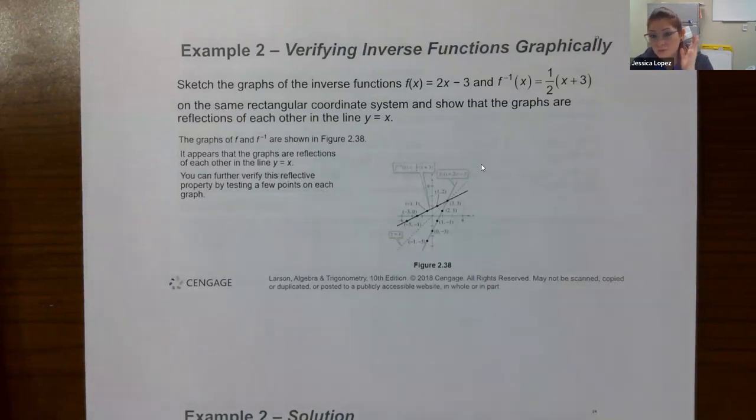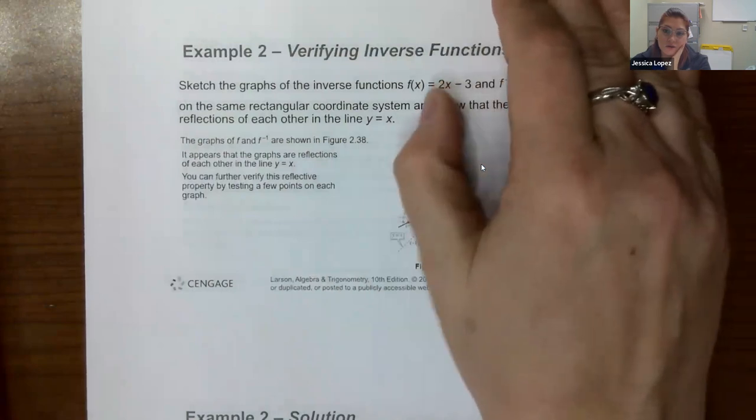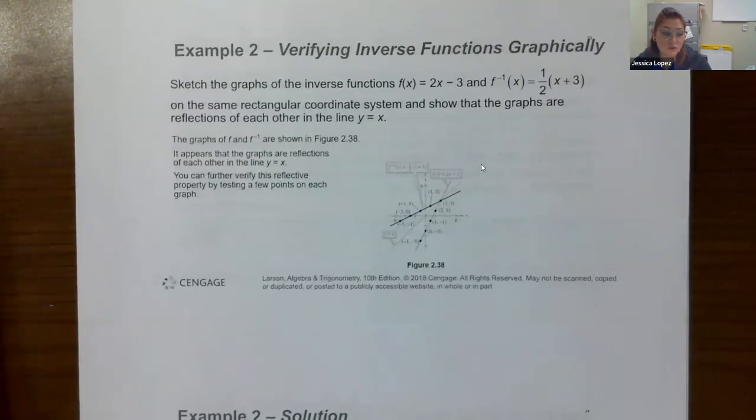The one thing that we have not been able to do just yet is if I don't give you the graph and I don't give you points, if I just give you this, how on earth do I find the inverse of that, okay? That's the only piece that we have not discussed yet, okay?